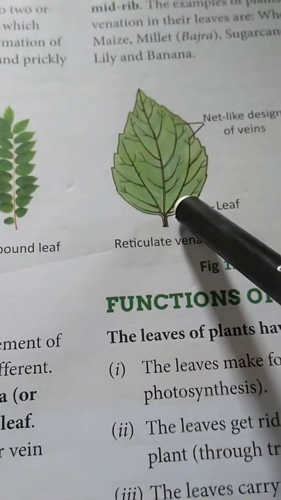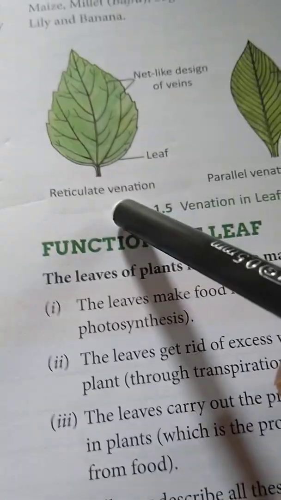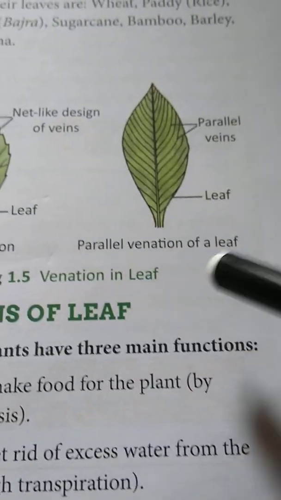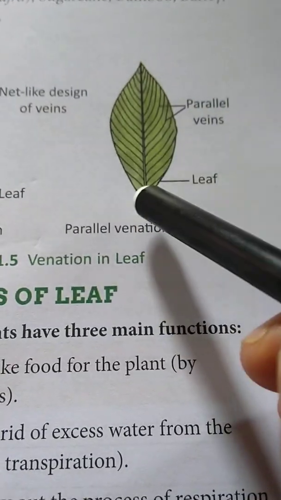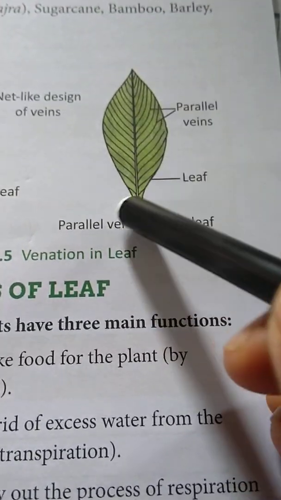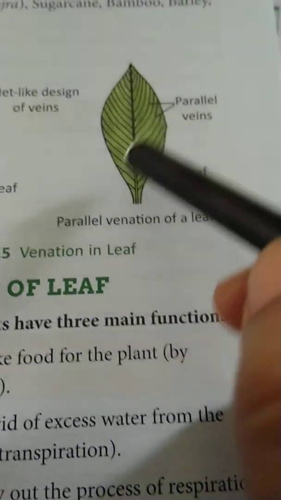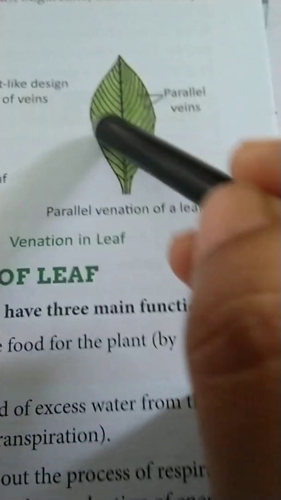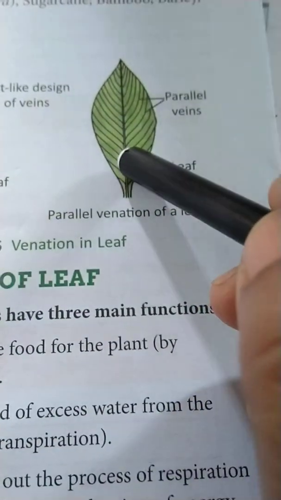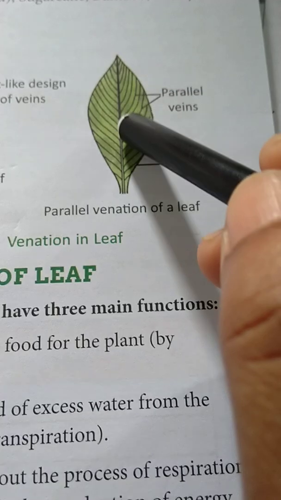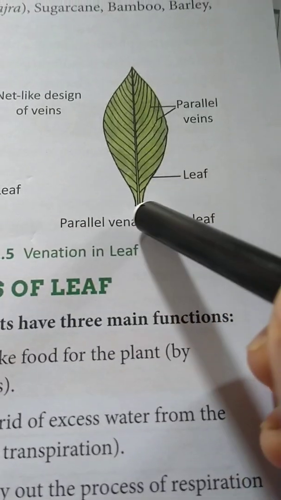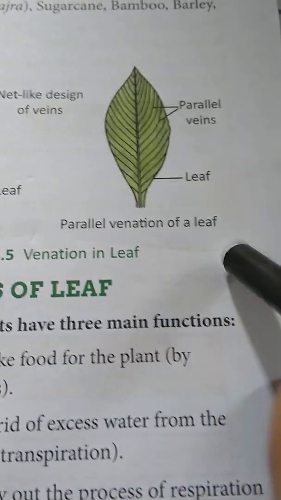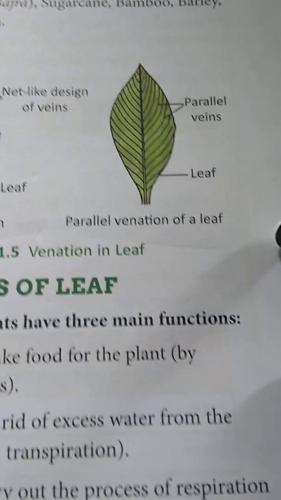Example: rose, mango, etc. In the same way, what is parallel venation? In parallel venation, the midrib is divided into thin branches, the veins. The veins are situated parallel to each other. This type of venation is known as parallel venation. Example: banana or maize.